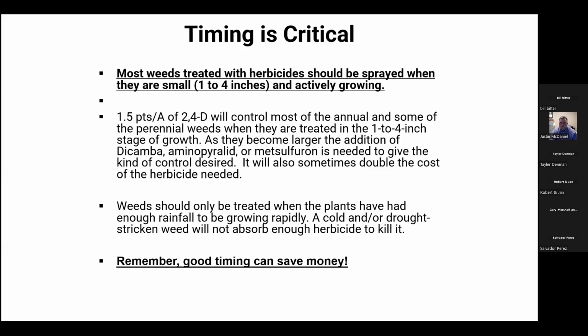So timing's not only important for the mowing aspect of it, but also for herbicide application, okay? Most weeds can be treated with herbicides. They should be sprayed when they're small and actively growing, okay? An example with this is using 2,4-D. You can actually control quite a few broadleaf weeds with that if they are smaller, okay? As those plants get bigger, you're probably going to have to use a little bit stronger, more expensive herbicide to try to control those plants. So again, if you look in your fields and you see it small, it's going to be a lot easier and a lot cheaper to control it, okay?